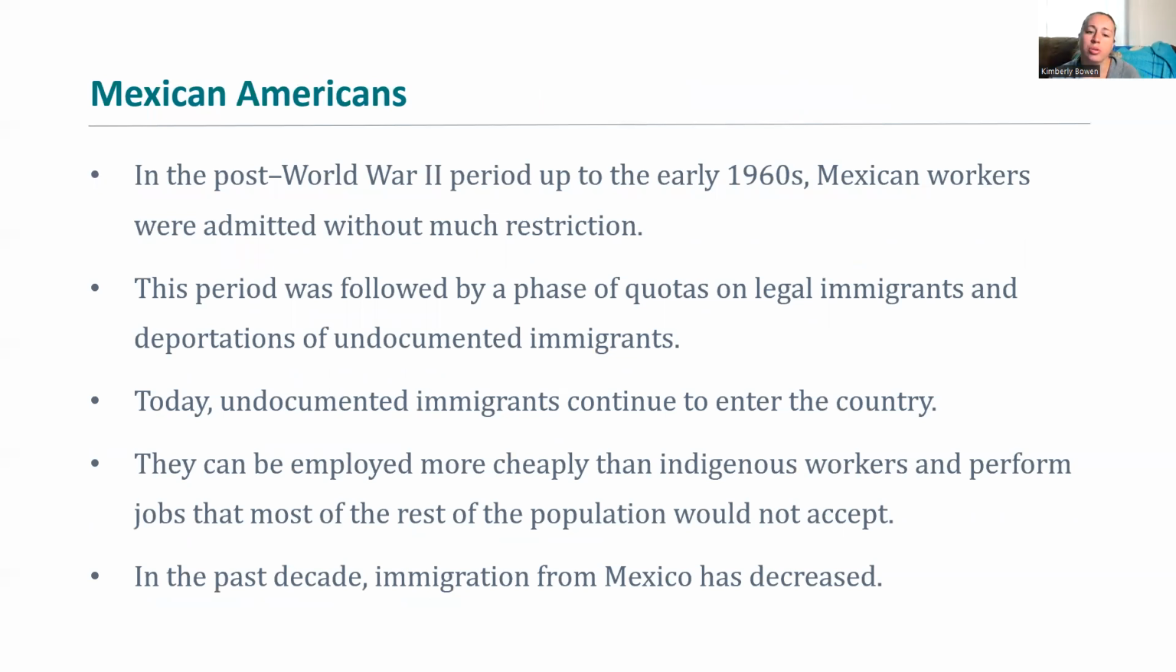So in the post-World War II period, the early 1960s, Mexican workers were admitted without much restriction. And this was because this helped to fill particular kinds of labor needs within the time frame. This period was followed by a phase of quotas on legal immigrants and deportations of undocumented immigrants. Today, undocumented immigrants continue to enter this country. They can be employed more cheaply than indigenous workers and perform jobs that most of the rest of the population would not accept. In the past decade, immigration from Mexico has decreased.